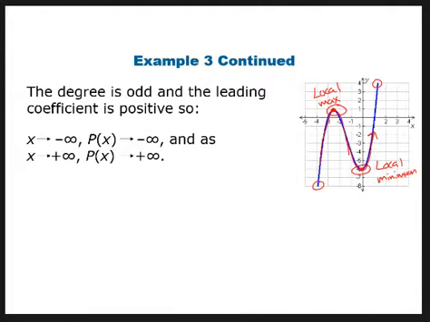Now, the reason we call them local is because we're just looking at what is happening with the graph around them. Okay, they couldn't be absolute maximums or absolute minimums, because you see this graph continues to go up and this one continues to go down.